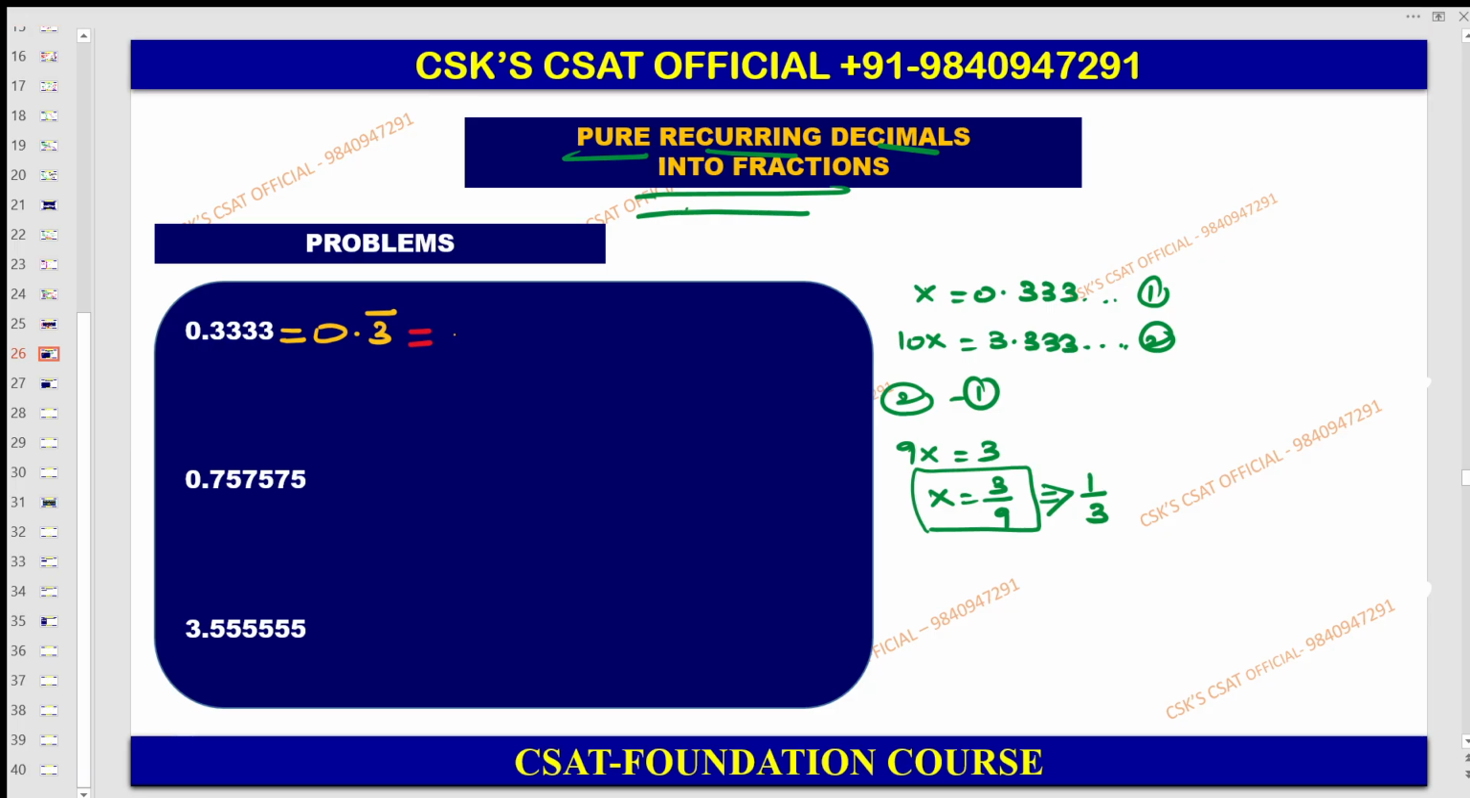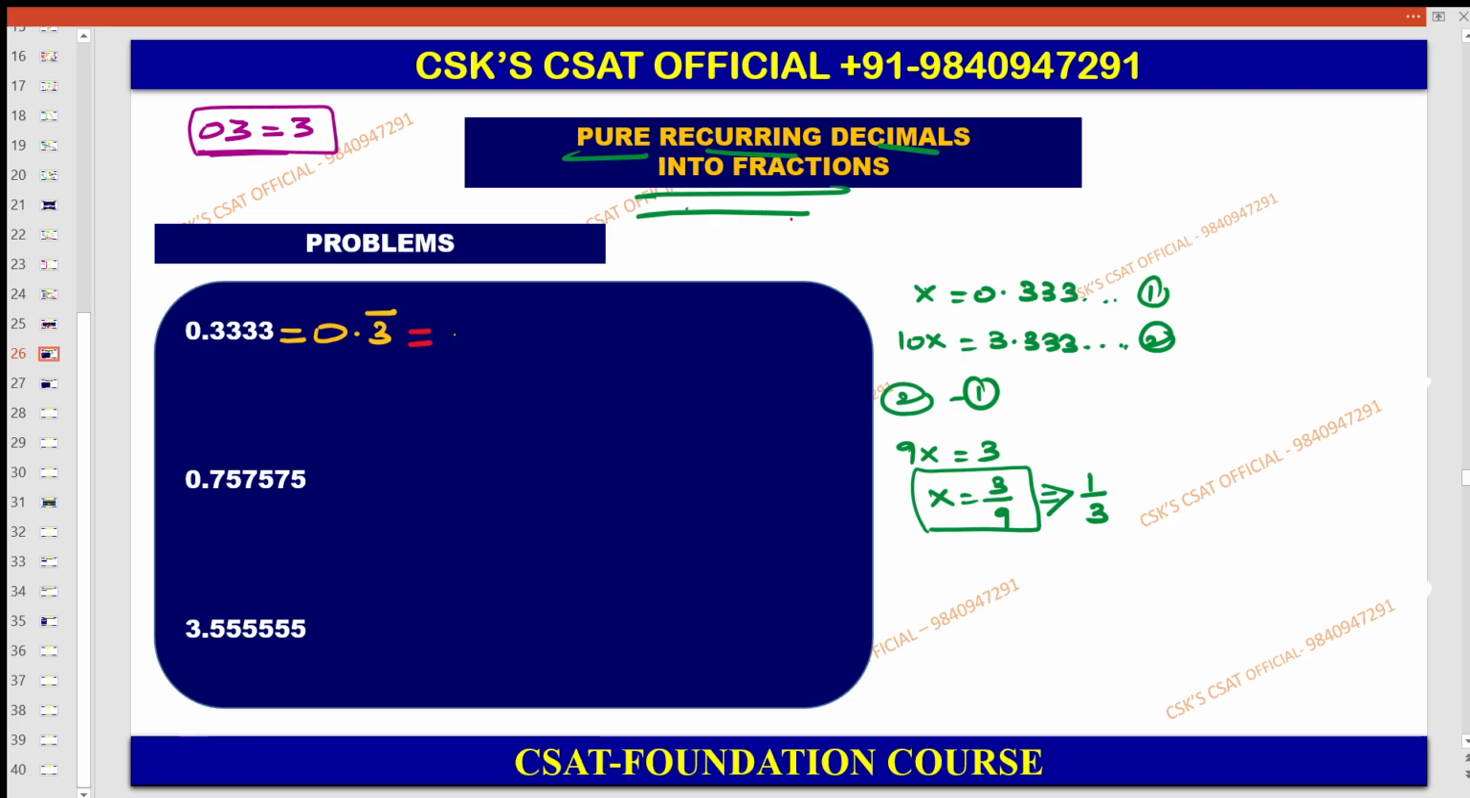Before that, let me tell you one thing here. 0.3, it is not a 2-digit number. It is a single digit number only, so 3 only. Why? Because when a 0 comes before any digit, it has no value. When the 0 comes after some digit, it has a value. Please understand that also. So therefore you can write 3 here in the numerator.